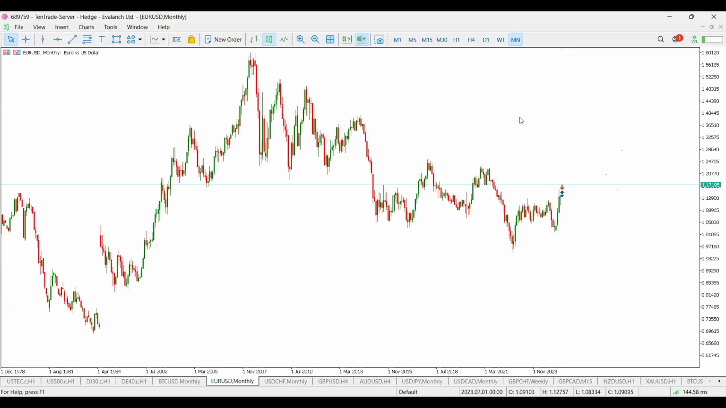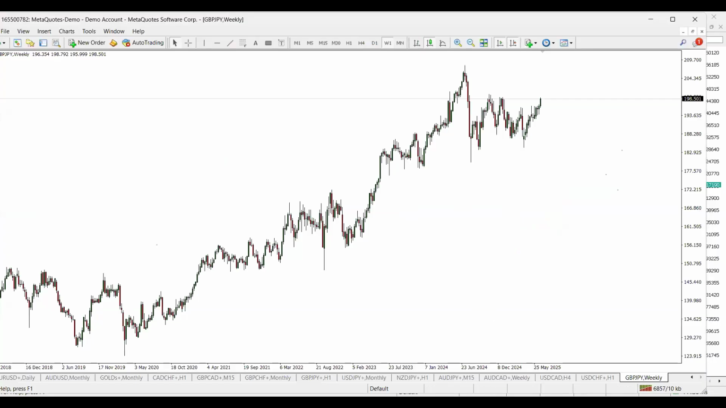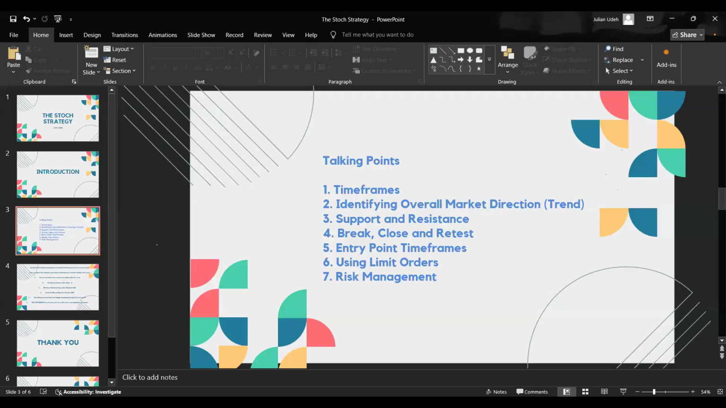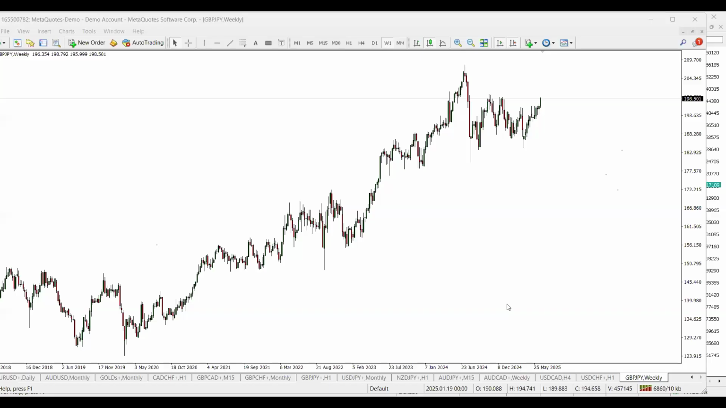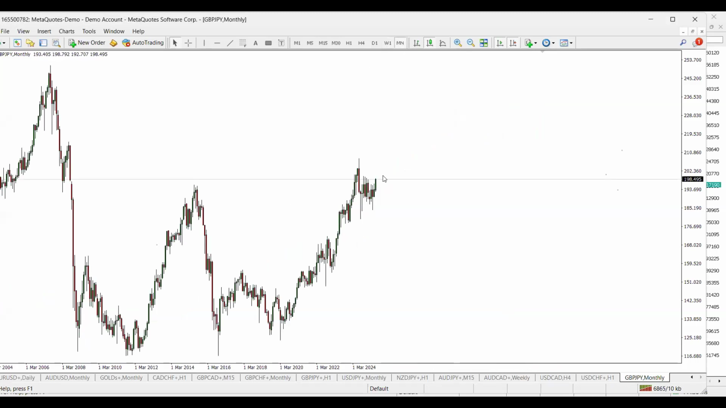Okay? Now, what are we looking at here? We are looking at GBP JPY. All of us want to trade GBP JPY and make money from it. This is the chart of GBP JPY, the monthly chart. Now, how do we go about analyzing these charts so that we can make money from GBP JPY? What is the first step?